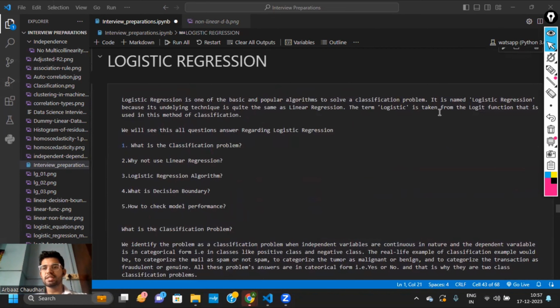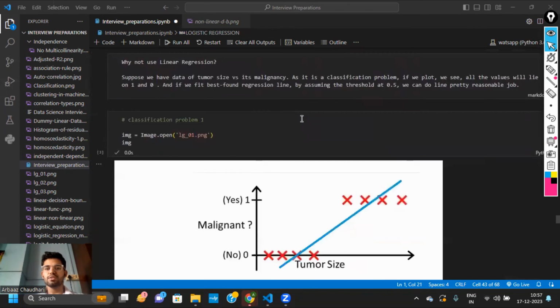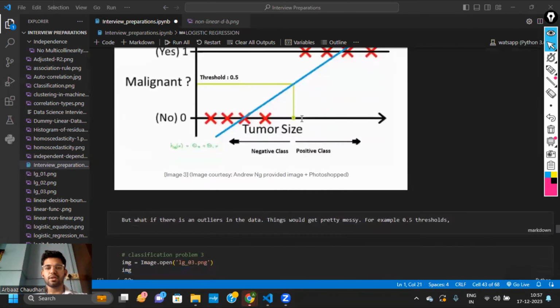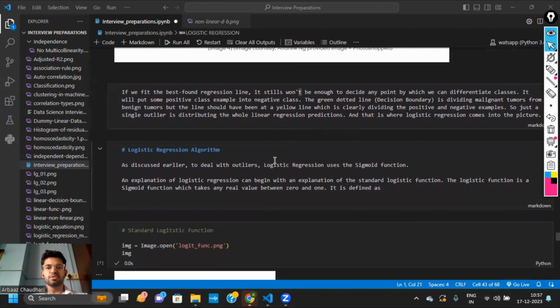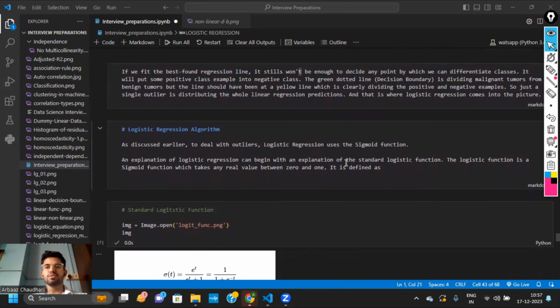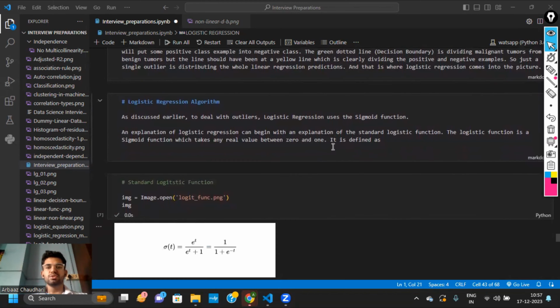The term logistic is taken from the logit function. So this was the line which we discussed earlier. Okay. So logistic regression uses the sigmoid function.